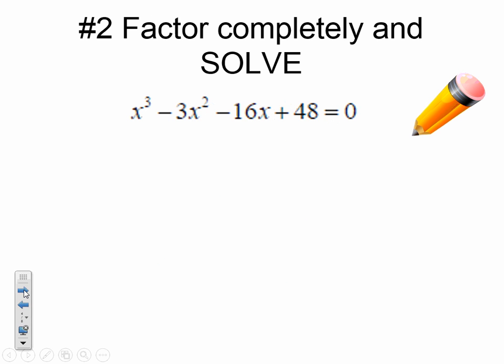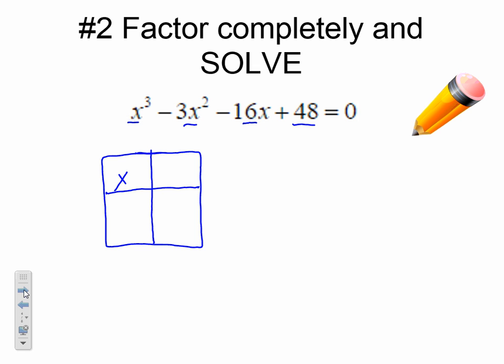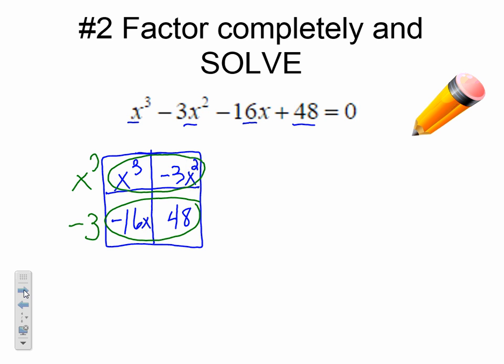Here we go. This one we can't do the greatest common factor. And if we look here, we have 4 terms. So we can put it straight into our box. And we're going to get x cubed minus 3x squared minus 16x and 48. Now we're just going to take the greatest common factor right here. Greatest common factor here is going to be negative 3. Right here we're going to get x squared. Here we're going to get x. Here we're going to get negative 3.